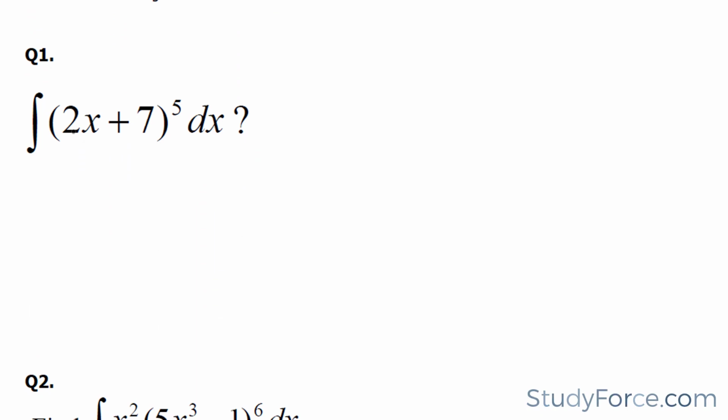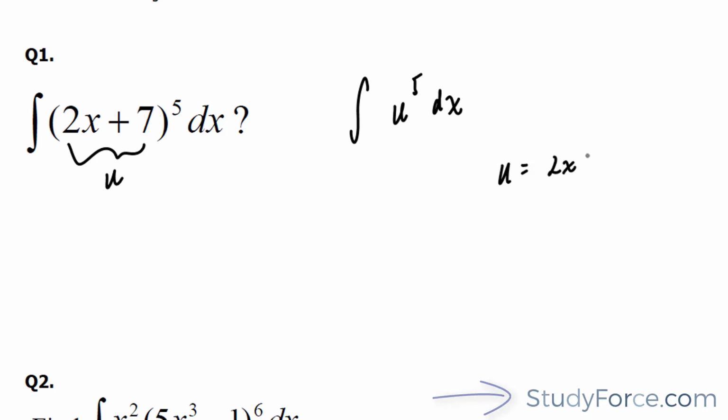Here we will set 2x plus 7 is equal to u. And if I do that, I end up with the following: u to the power of 5 dx. The next thing that I'll do, since I set u is equal to 2x plus 7, is differentiate the right side, and if I do that, I end up with du is equal to 2 dx. Now I just took the power rule of this term and of that term, and it gave me 2 dx.